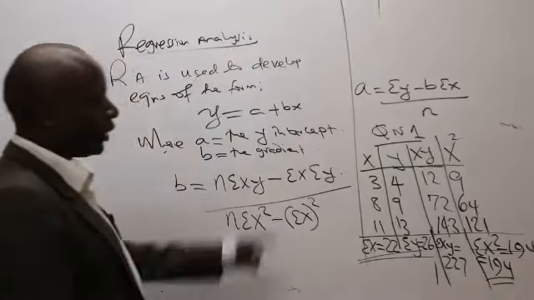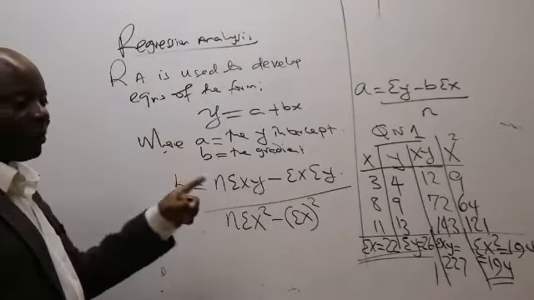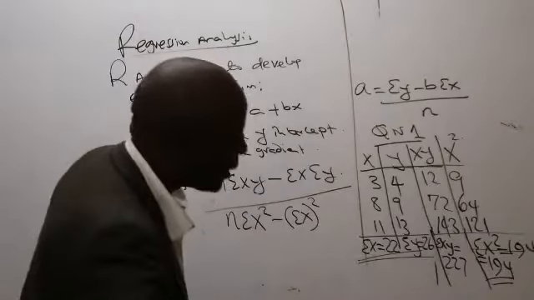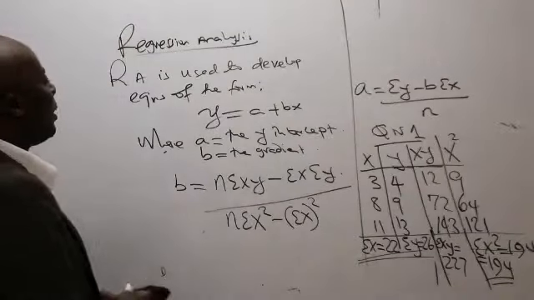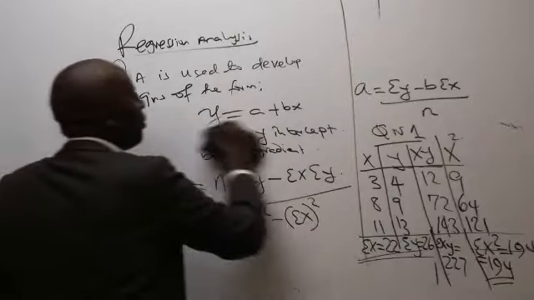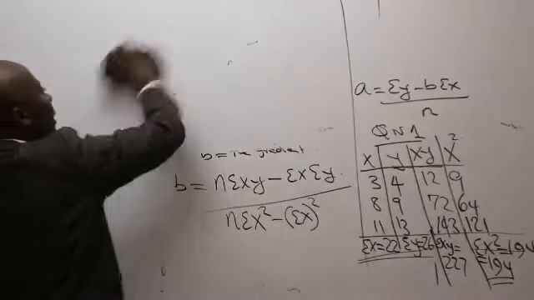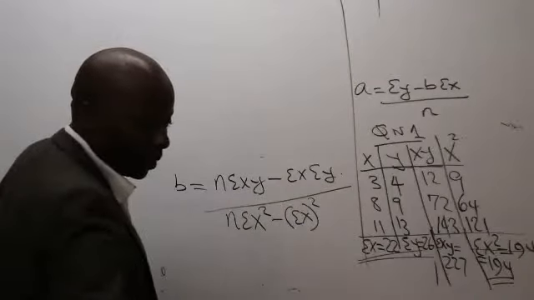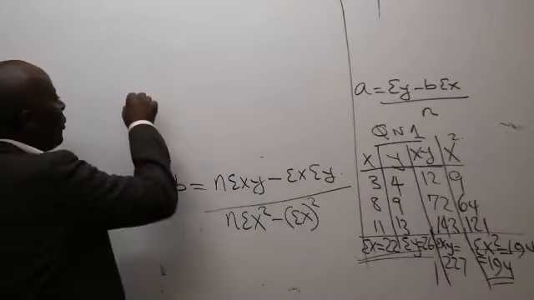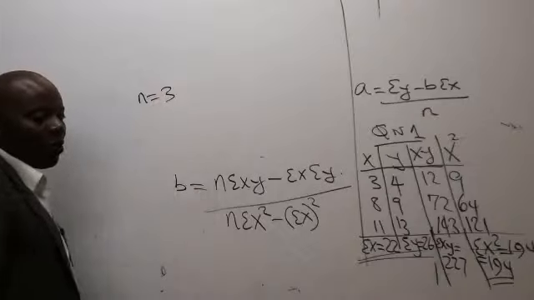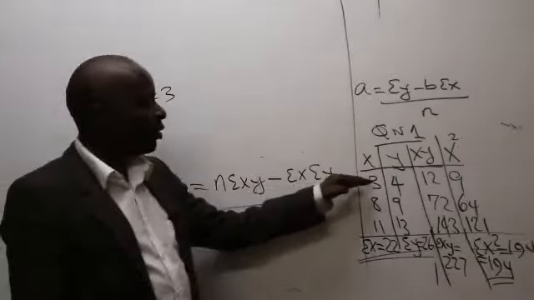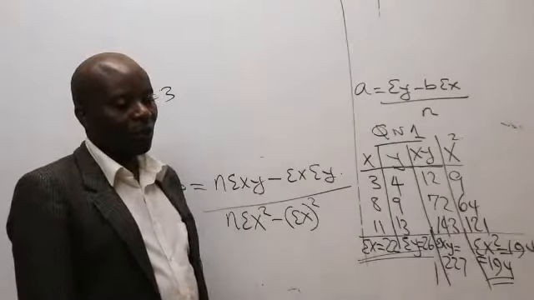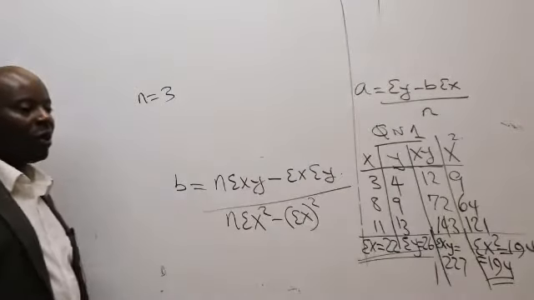Now, ladies and gentlemen, having gotten the 4 summations, I would want us to come and plug them in here. So can somebody, first of all, start by giving me the value of n? So n equals 3, because we're counting the number of points, 1, 2, 3. N equals 3.